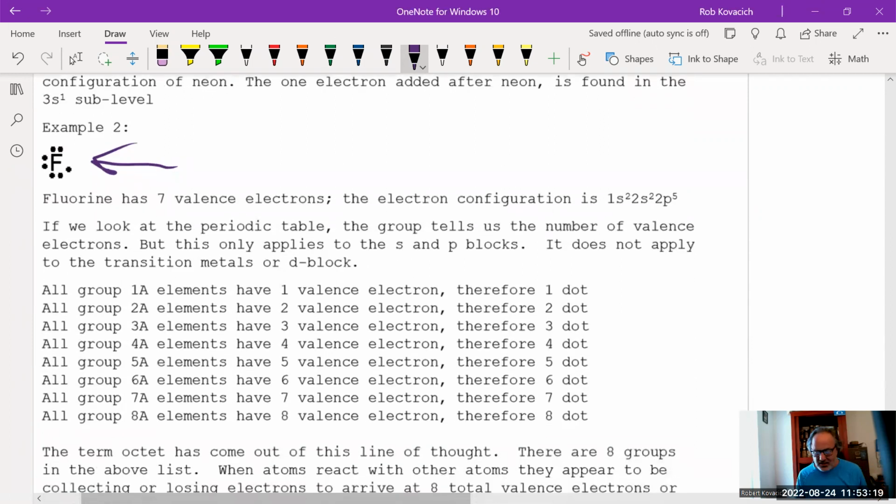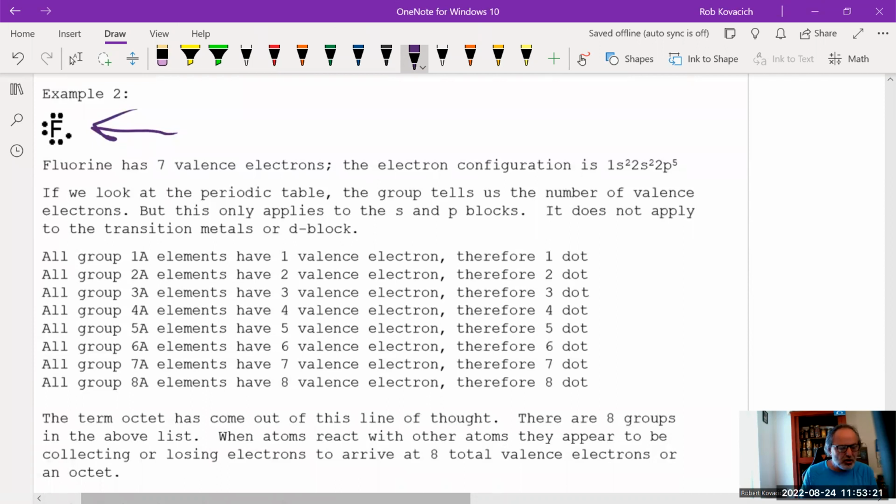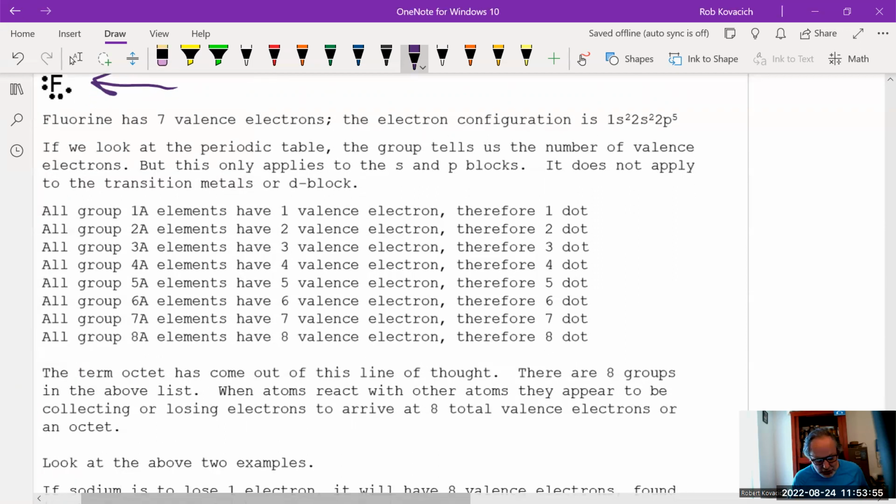But how do I know how many dots to put on? Well, it's super easy. You just look on the table. We're going to skip over the transition metals, the D block. So column number 1 gets 1 dot. Column number 2 gets 2 dots. Column number 3A or 13, the boron column, gets 3 dots. Carbon's column gets 4 dots. Nitrogen's column gets 5 dots. Oxygen gets 6. Fluorine gets 7. And the noble gas column gets 8, except for helium, which gets 2. And when you're at 8, you're full. That's it. It's not going to do anything. Helium only needs the 2.